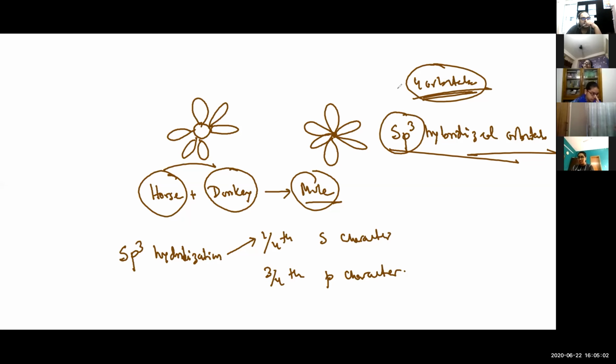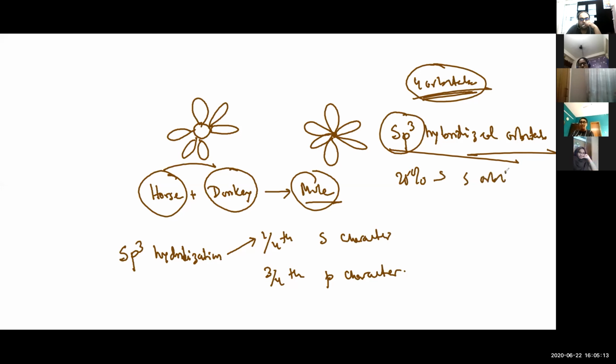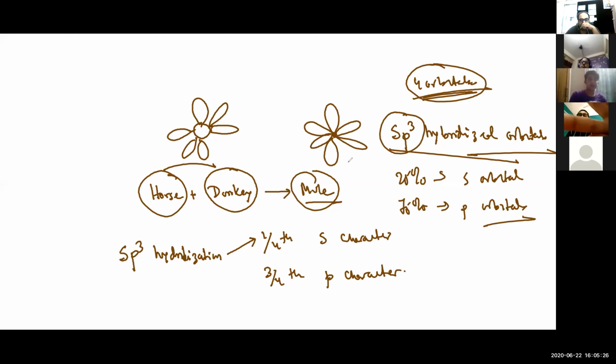So in total, if you take 4 orbitals to be 100%, 25% is s orbital and 75% is p orbital, right? Right or wrong? Right.